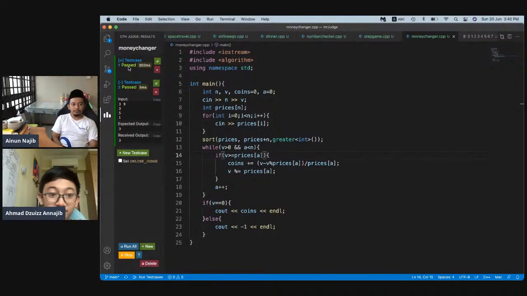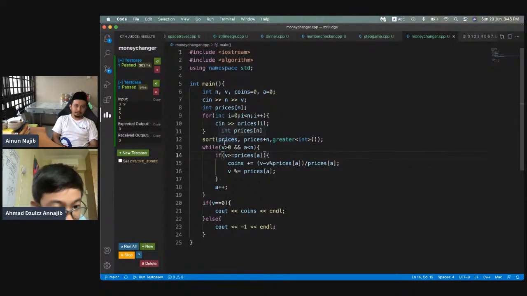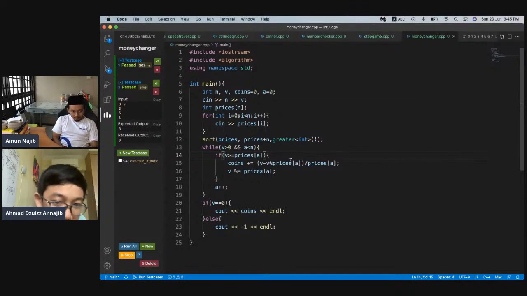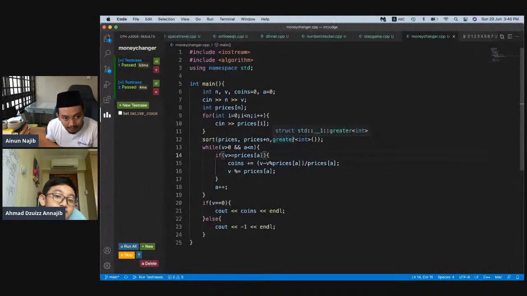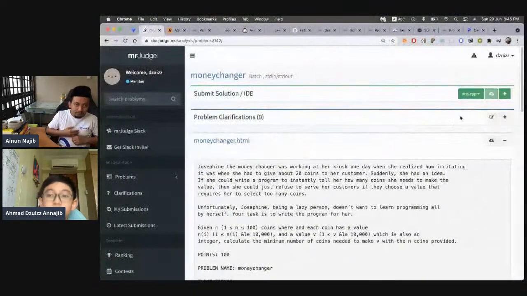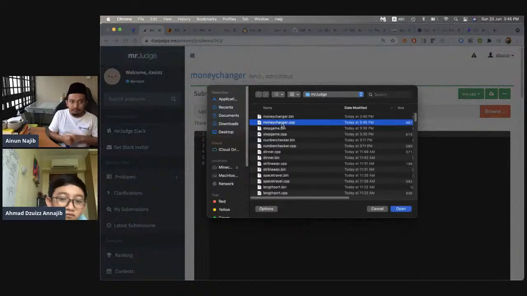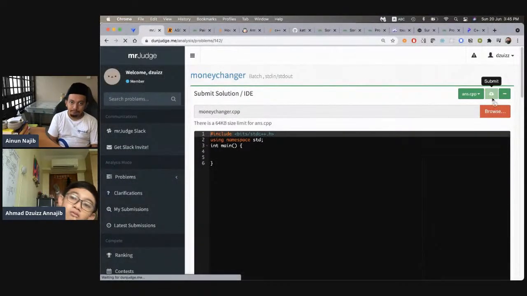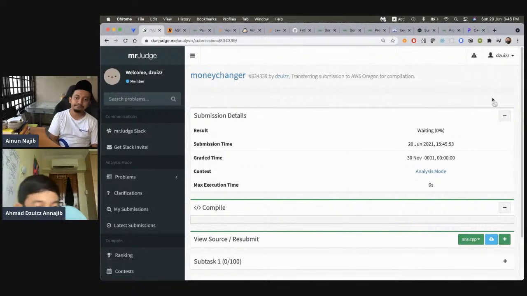Oh, A equal to N is the wrong logic. A can be equal to N, it's valid. If you use the last coin, sorry, if you use the smallest coin, you will have A equal to N. That's a valid one. Yeah, this doesn't really need dynamic programming, I think. Maybe they want you to do it dynamically.